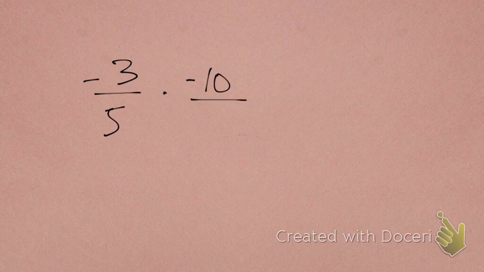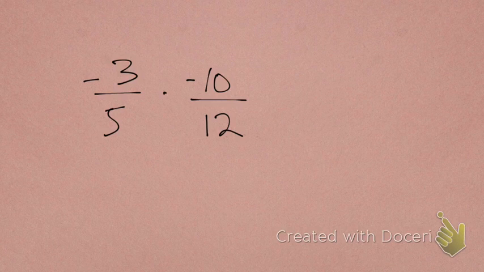So let's look at one to try on your own that you could use cross-simplifying. Let's do negative 3/5 times negative 10/12. So I want you to try this one out and look for an opportunity to cross-simplify, okay? Notice I said try it out. I did not say try it and you better only try it if you're going to get it right. No, we're just trying it.